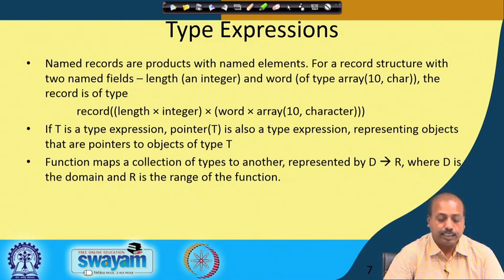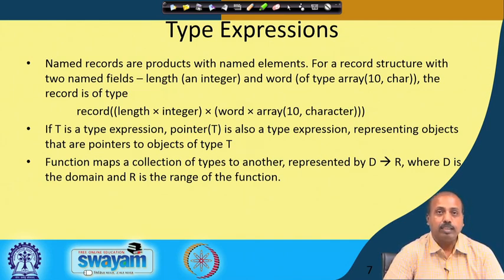Then if T is a type expression, then pointer T is also a type expression, representing objects that are pointers to objects of type T. This is quite common: almost all programming languages that support pointers have some way to specify this. As a compiler designer, we have to support this pointer type, and pointer T is a type expression representing pointers to objects of type T.